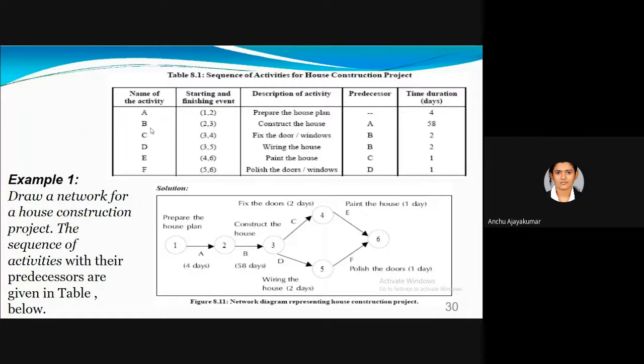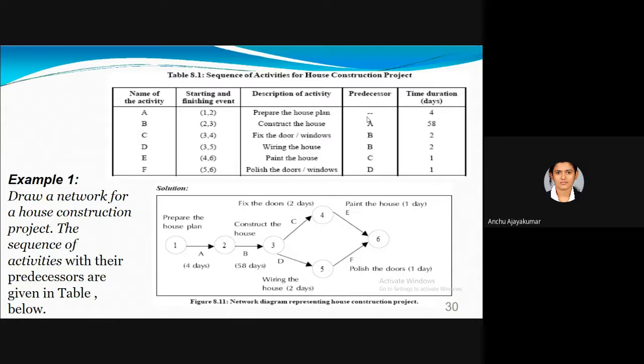You have activity A, which is from 1 to 2. You first draw that 1 to 2. For activity A, we have no predecessor. For activity B, it is from 2 to 3, so you have to put a new node 3, and the predecessor is A. So activity B can be started only after activity A is completed.